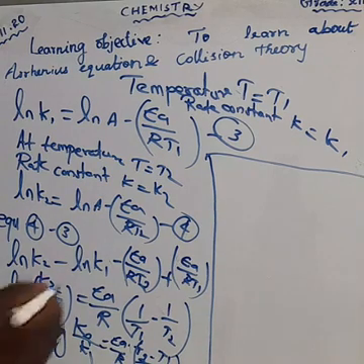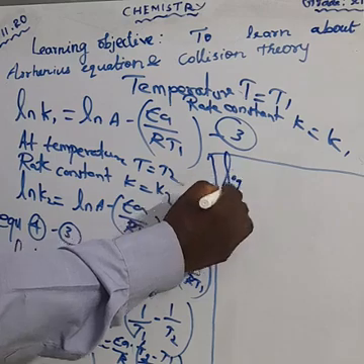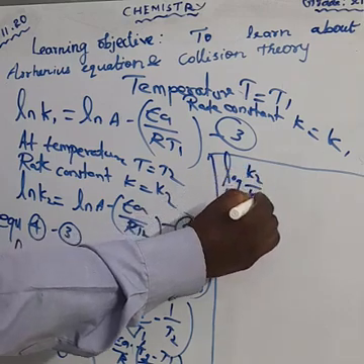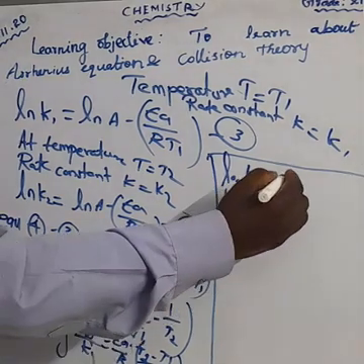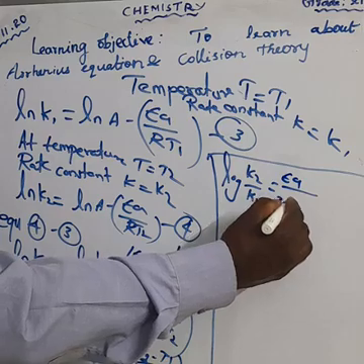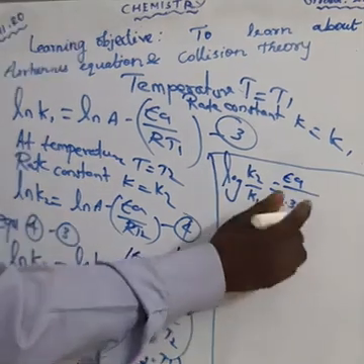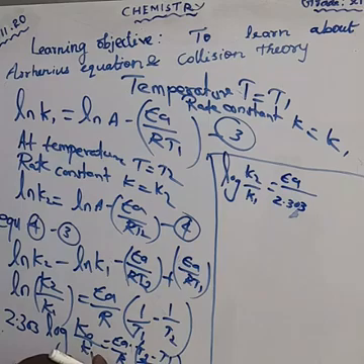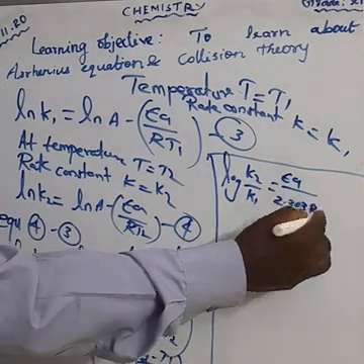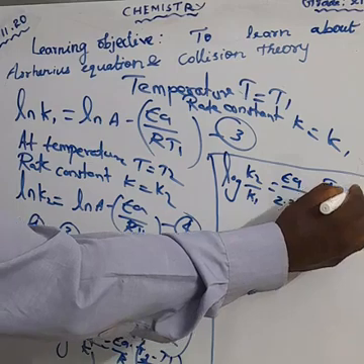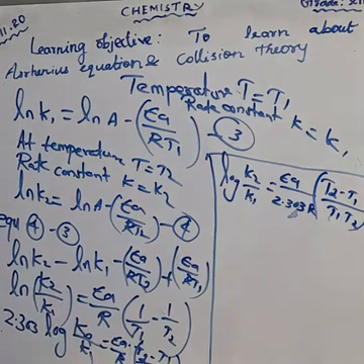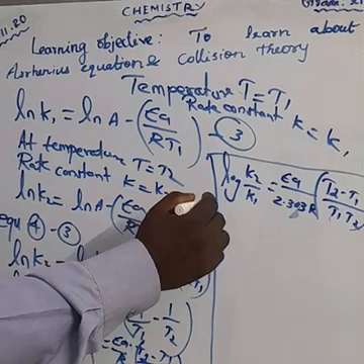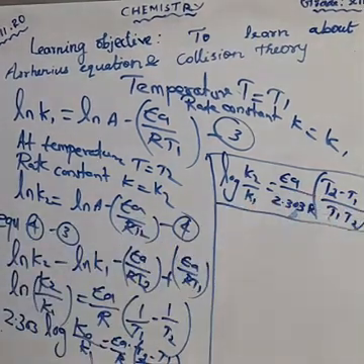Next we can write log K2 by K1 is equal to EA by 2.303 R, into T2 minus T1 divided by T1 T2. Okay, clear? This is the final equation.